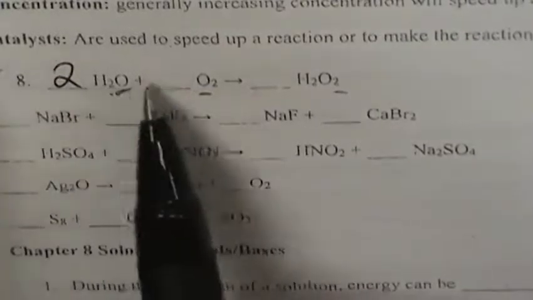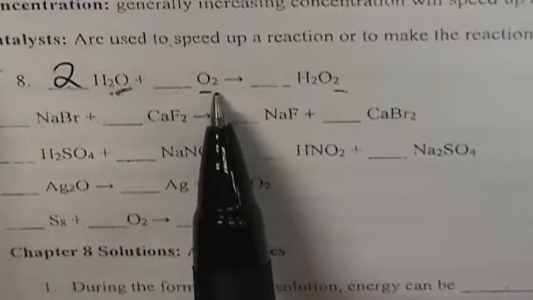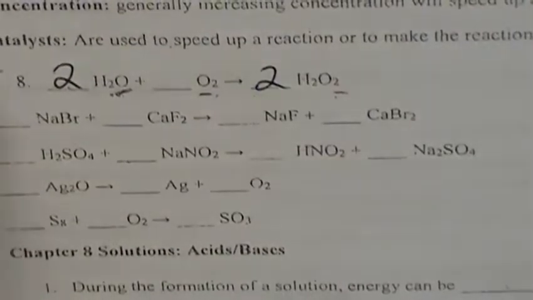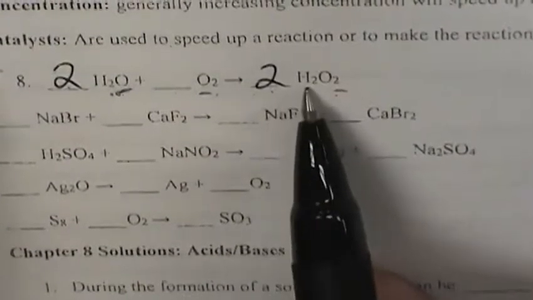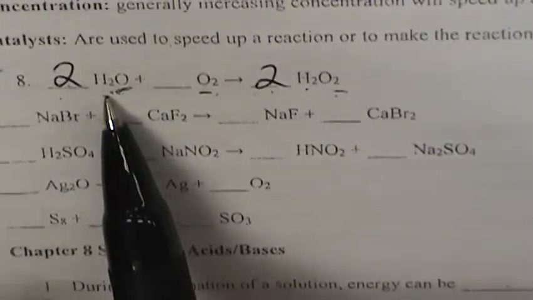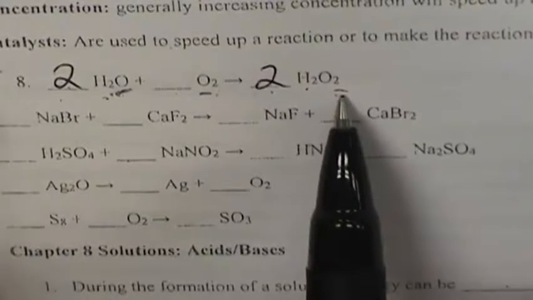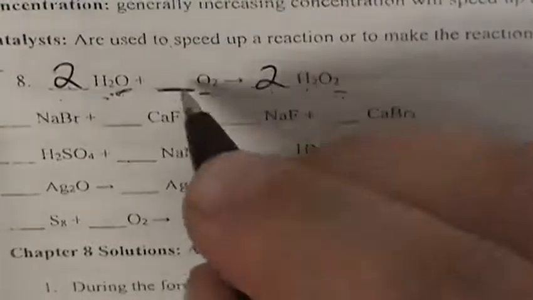Now we have 2O plus 2O. That's 4 oxygens. So I'm going to put a 2 in front of that hydrogen peroxide. 2H2 is 4 hydrogens, 2H2 is 4 hydrogens. So the hydrogens are balanced. 2 O's plus 2 O's is 4 O's, 2 O's plus 2 O's is 4 O's. Those are balanced. Anything that has no coefficient yet gets a 1.